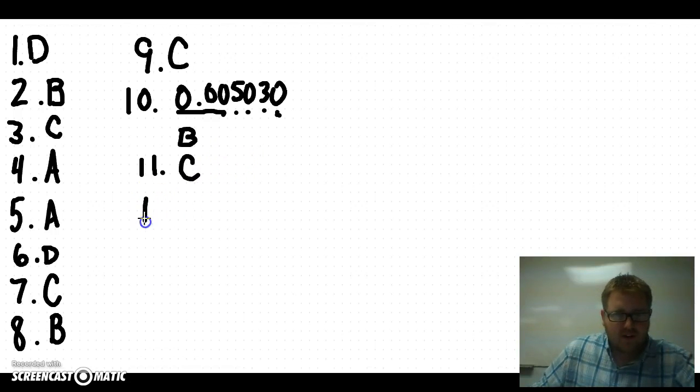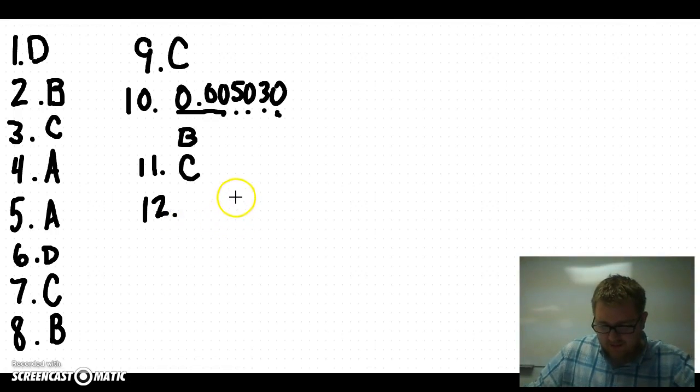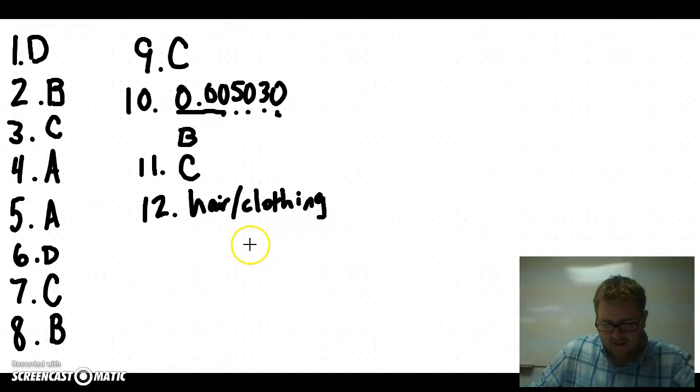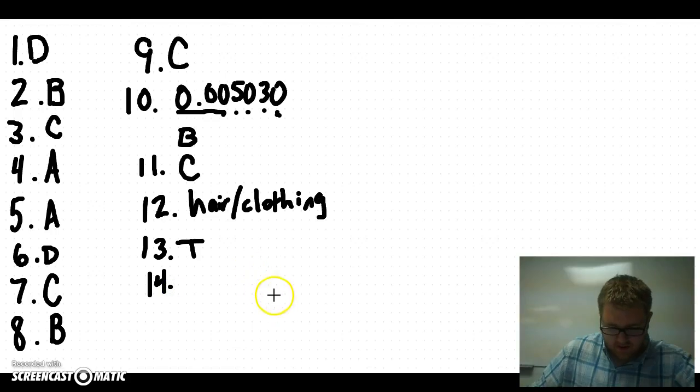Alright, so then we have the true and false, numbers 12 through 15. 12, the safety symbol showing a flame should remind you to secure all loose, instead of equipment, let's say hair or clothing. For number 13, it says the meter is the SI base unit for measuring length. That is true. For number 14, the metric prefix centi means 1/1000th or 0.001. That is false. 1/1000th, from your conversion sheet, you should know that that is a milli, for millimeter or milligram.